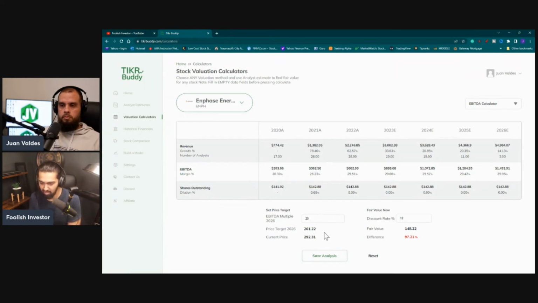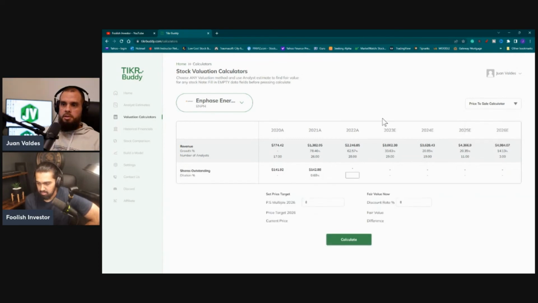So that'll be a certain amount of EBITDA. But if you were then to say it's going to be 200 million shares because of dilution, the EBITDA would be much lower, which would then obviously make your price target lower when you add the multiple to it. Okay. And then the last one is the price to sales calculator.